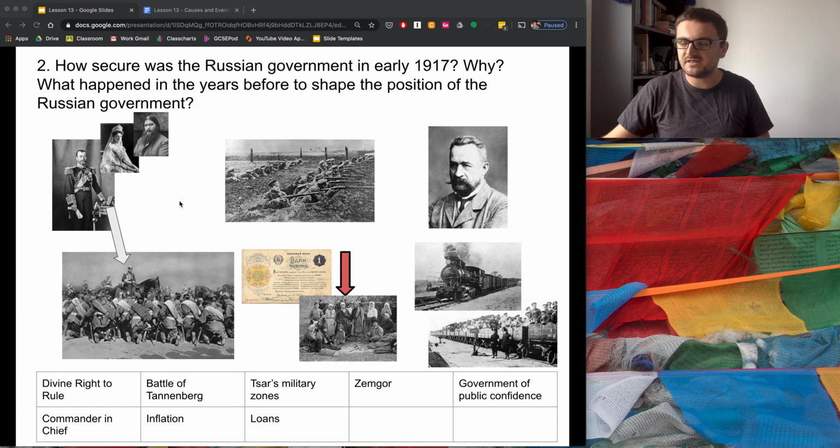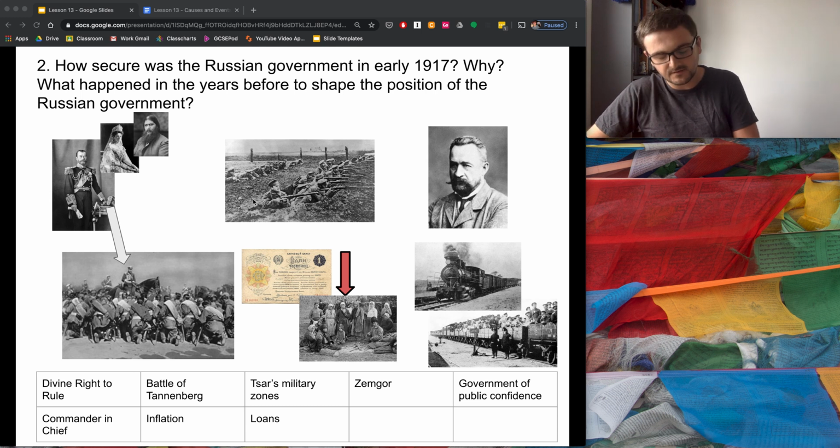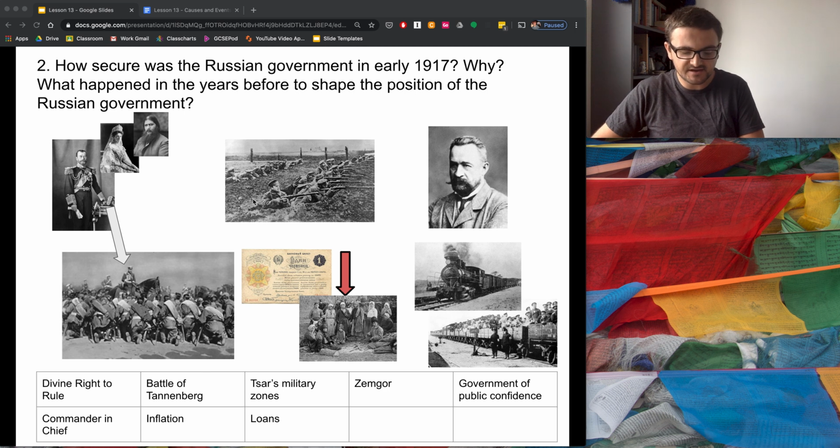Now, as I mentioned there as well, there's also the crisis surrounding the First World War, which Russia had joined in 1914 after the assassination of Archduke Franz Ferdinand. Russia joined that war to help defend the Serbians. This aligned Russia on the side of Britain and France, fighting against Germany and the Empire of Austria-Hungary.